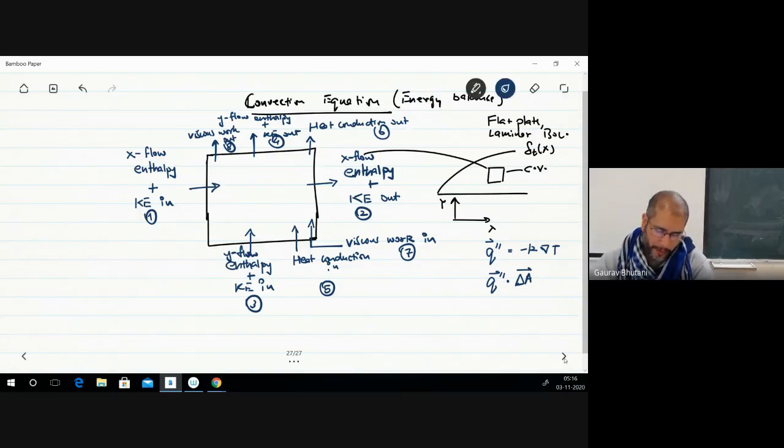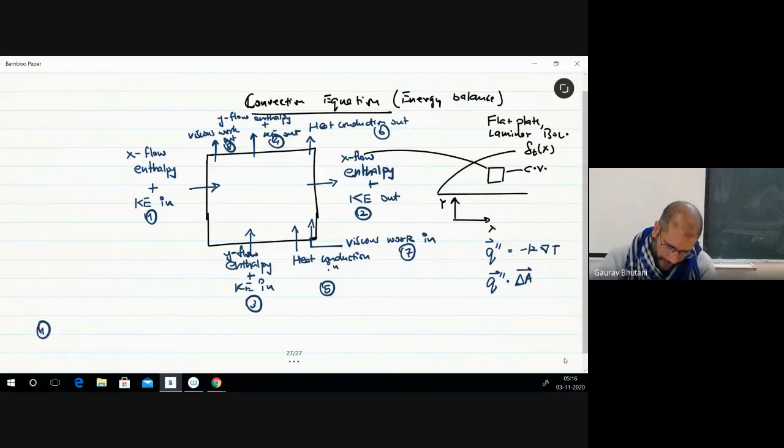So let's now write the expressions for the different terms. For the first one, which is X flow enthalpy plus kinetic energy in, that is from the left boundary. In this case, the enthalpy we'll call i, that is the enthalpy per unit mass, and then we have to multiply that by the mass flow rate from this left boundary. Now the mass flow rate can be written as the density times the volume flow rate.